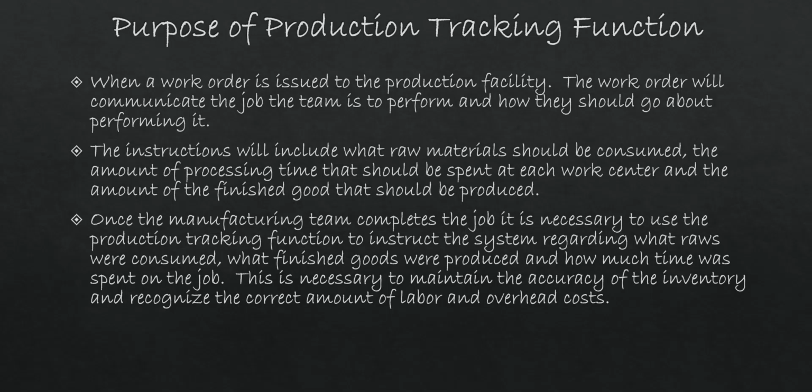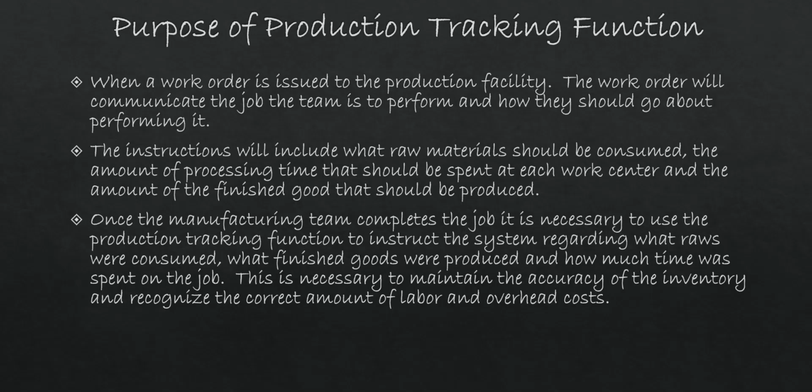Okay, and so basically this work order, this document, is going to communicate to the production team how they should go about and manufacture this finished good. So some of the instructions that you'll see on your work order paperwork is you'll see what raw materials should be consumed in the manufacturing process. You'll see details regarding the amount of processing time that should be spent at each work center. And you'll also see what finished good should be manufactured as well as the respective quantity of that finished good.